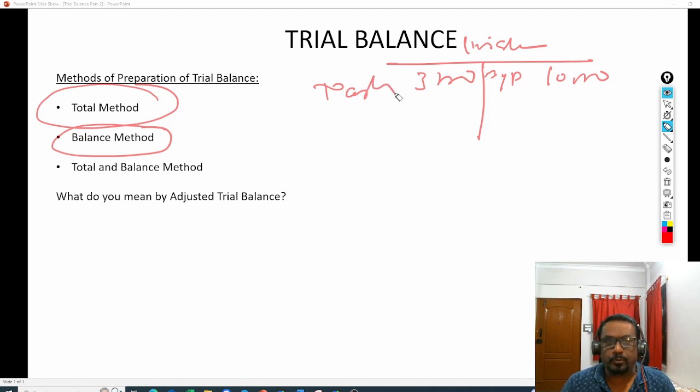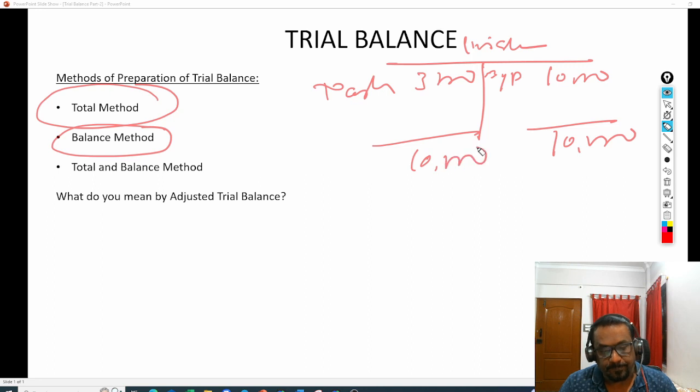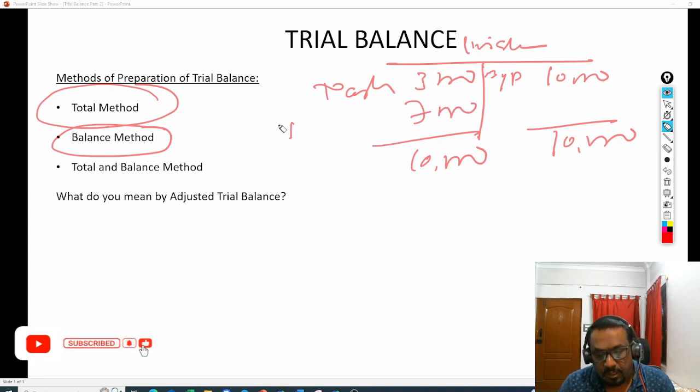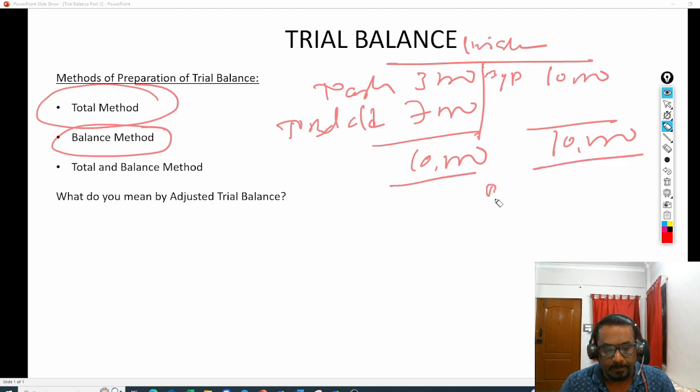In balance method, what we do is, we will balance this account. When we balance this account, how do we proceed? First, we need to identify which side is the higher side. Credit side is the higher side. Let us put 10,000 first. Same total you need to put here, 10,000. And subtract this 3,000 rupees from 10,000. You will get how much? 7,000. What do we do here? To balance carried down and by balance brought down 7,000. This is how we put.